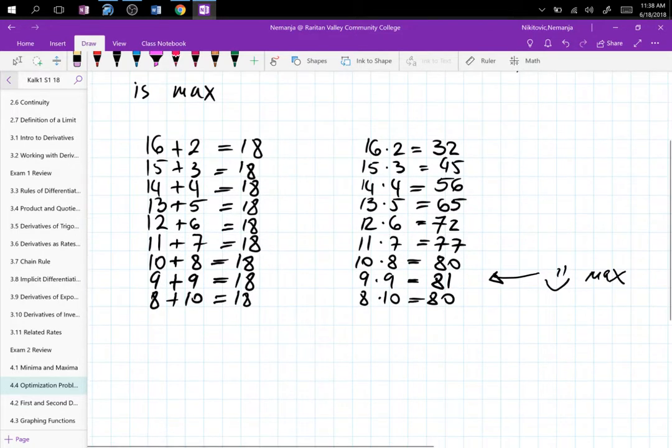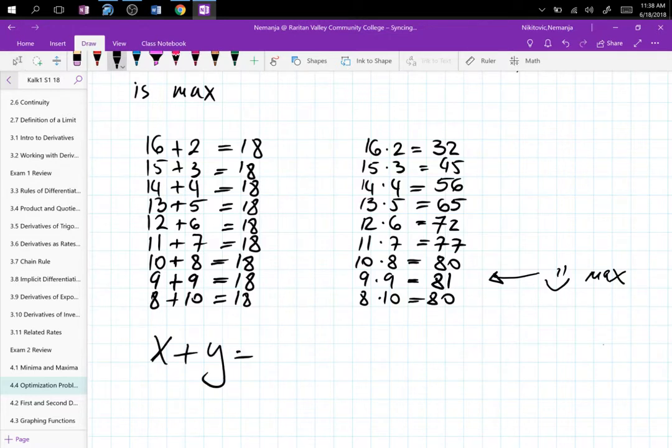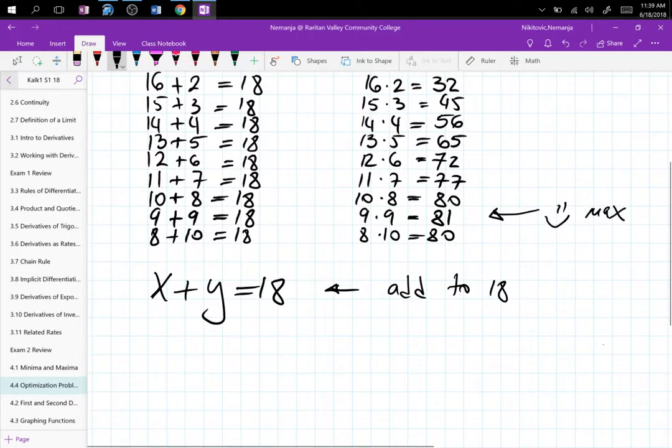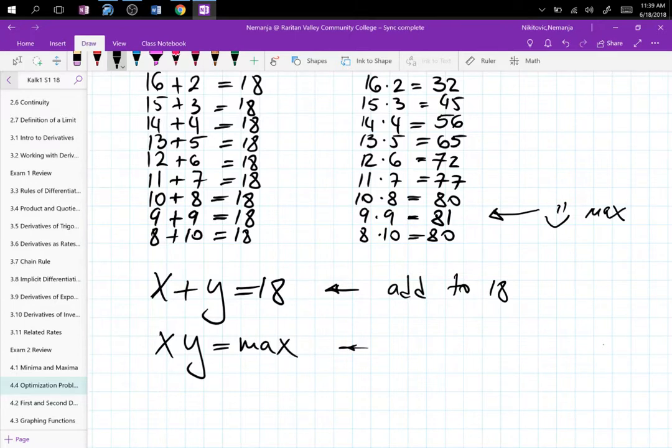So you know what? Let me streamline this, because I'm lazy to do these charts every time. The column on the left tells me that two numbers need to add to 18, right? And the other column on the other side, the calculation, says that their product needs to be max. Well, that's simple. What we want.